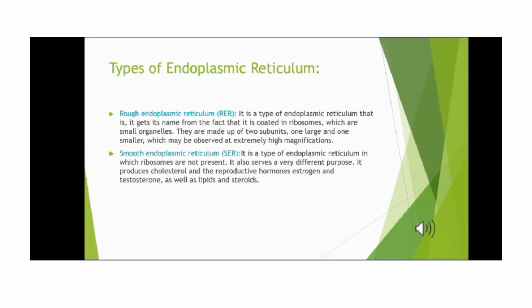In terms of morphology, the endoplasmic reticulum can be classified into two types: rough endoplasmic reticulum and smooth endoplasmic reticulum. We call it rough endoplasmic reticulum because if we look at its surface, we notice the presence of membrane-bound ribosomes, whereas in smooth endoplasmic reticulum, we do not find any membrane-bound ribosomes.